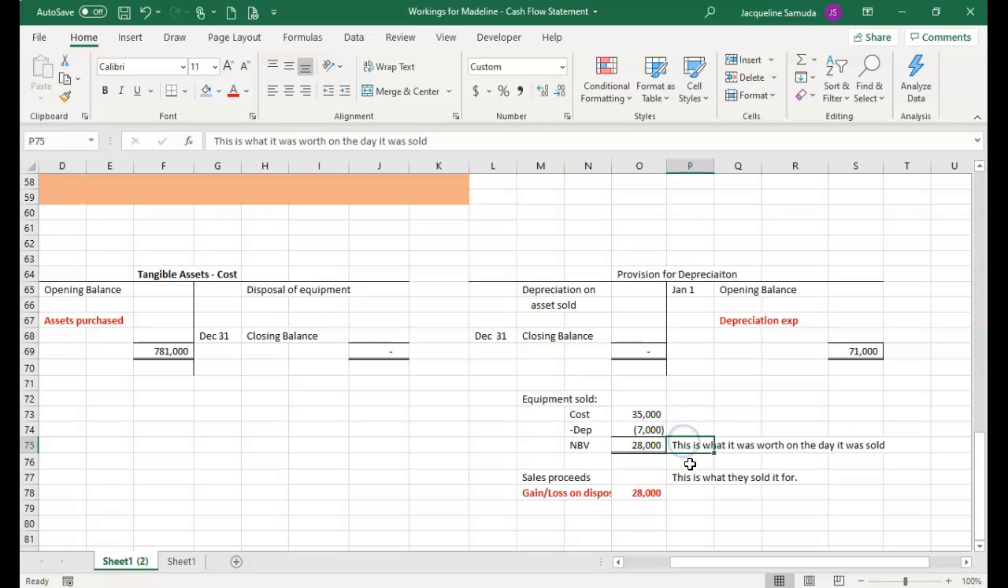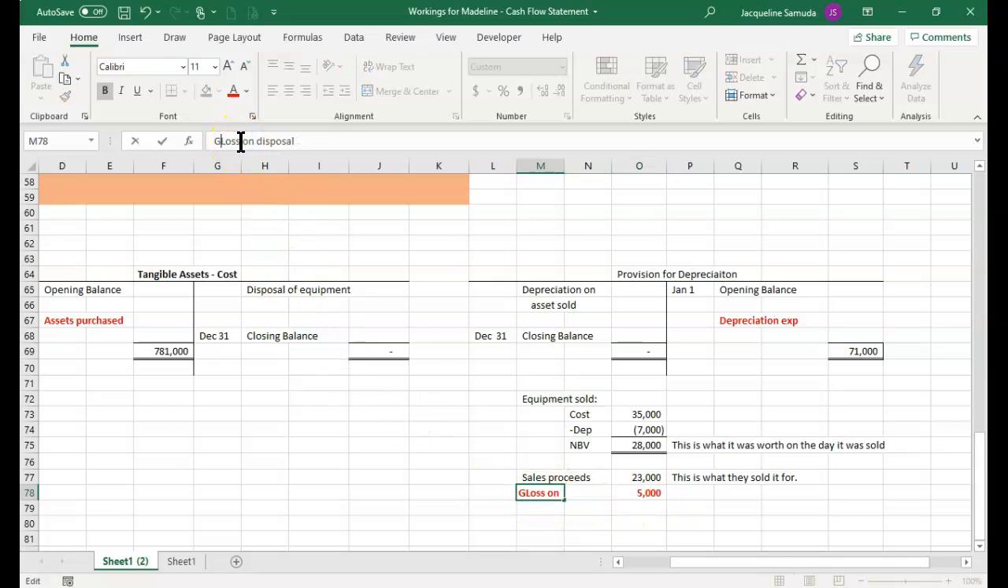So this is what it was worth on the day it was sold. But if they sold it for $23,000, it means that the loss on disposal, it's not a gain, it's a loss, on disposal is $5,000. Okay, so it was sold for 23, it was worth 28, so there was a loss. They sold it for less than what it was worth.